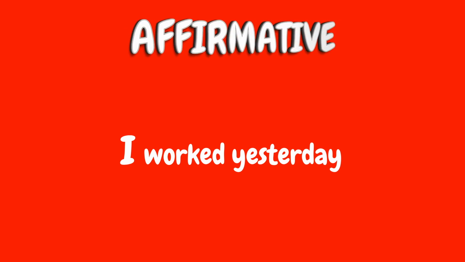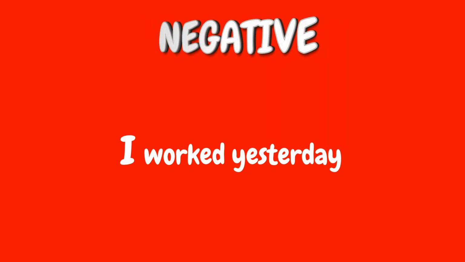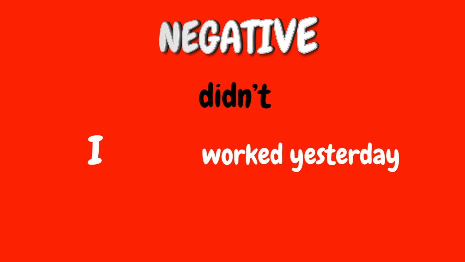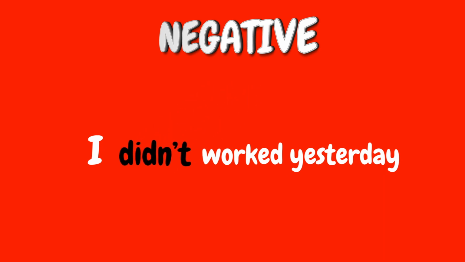Look at this sentence. I worked yesterday. As you may well remember, this is the affirmative form of the past simple. But how to make it negative? It's very easy. Use the auxiliary verb didn't. Make way for didn't and drop worked.